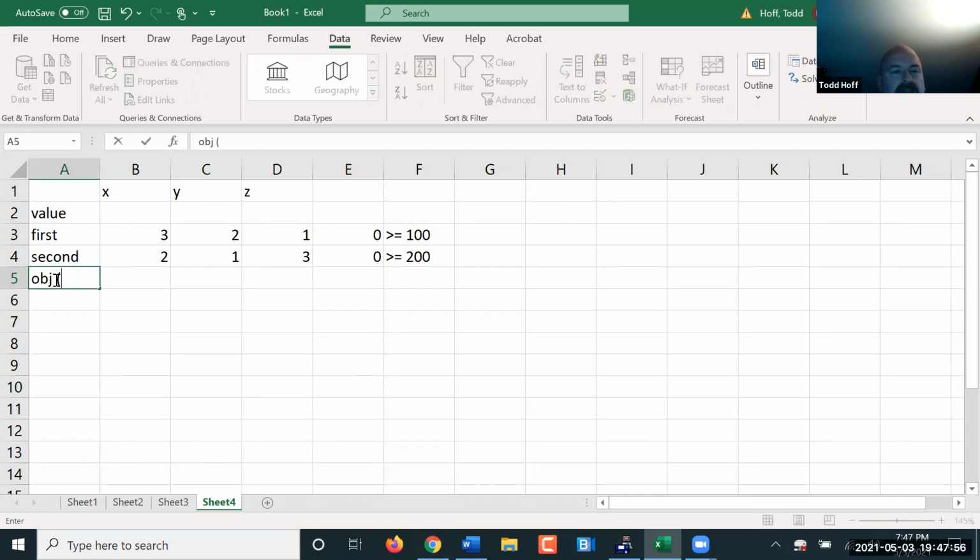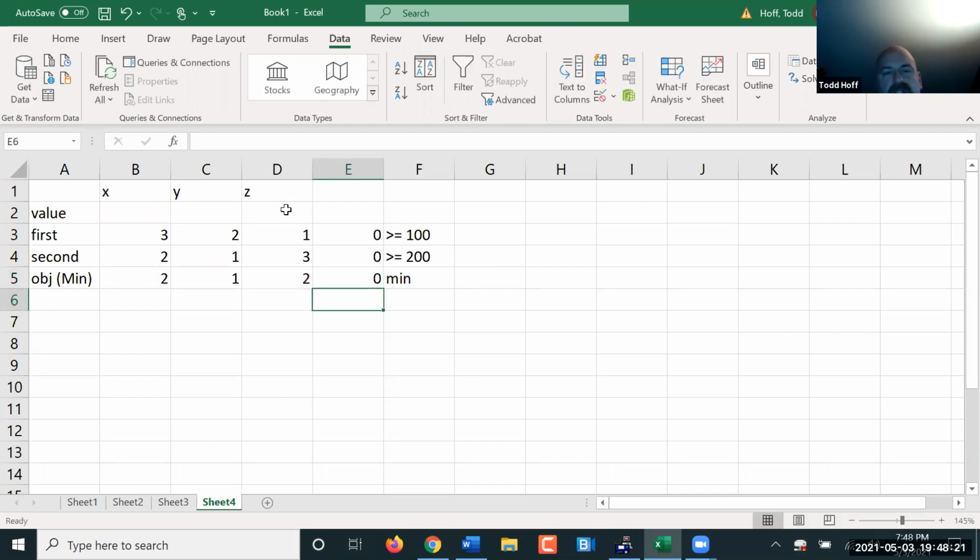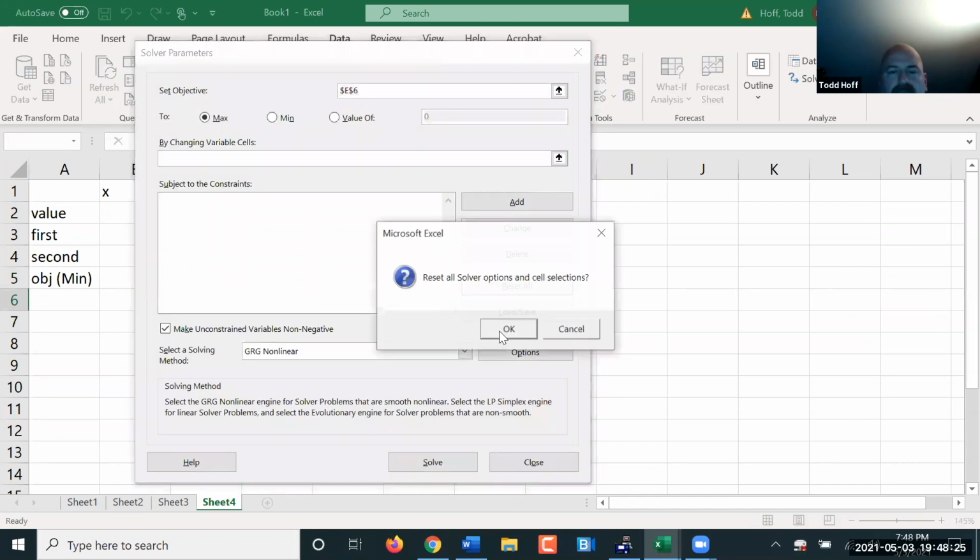Our objective is to minimize 2x plus 1y plus 2z. So this is going to be equals 2 times the value of x plus 1 times the value of y plus 2 times the value of z. So that's my objective function there. So we'll go to solver. We're going to clear this out. We'll hit reset all.